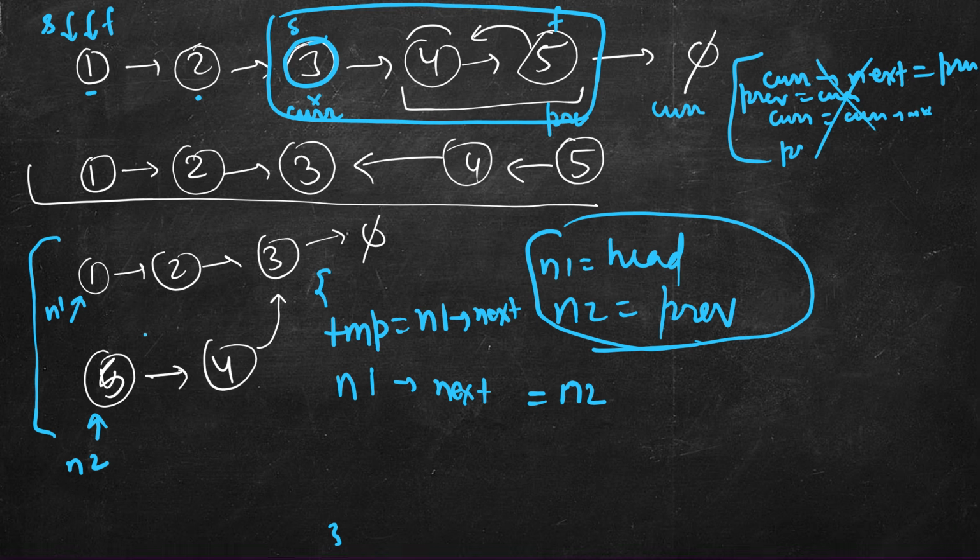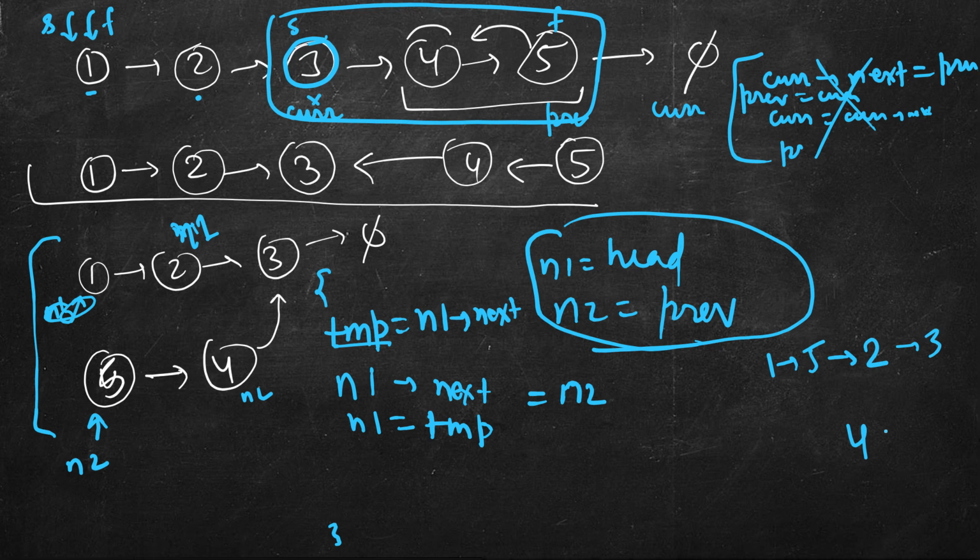After that, at the end of this iteration, n1 should be here and n2 should be here. So the problem should be exactly like before. So we move n1 to next: n1 equal to tmp. We had stored it in tmp. So n1 is now here. Now what next? There is 1, 5, 2. And here we should have 4, 3. So n2 should come here. So let's store 4 in tmp equal to n2 dot next.